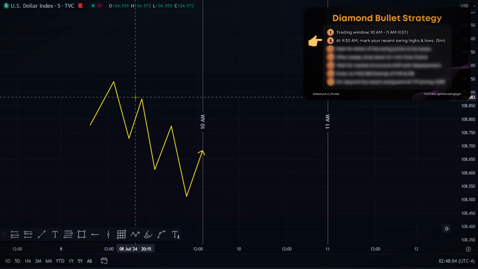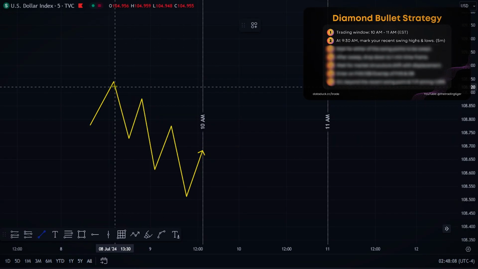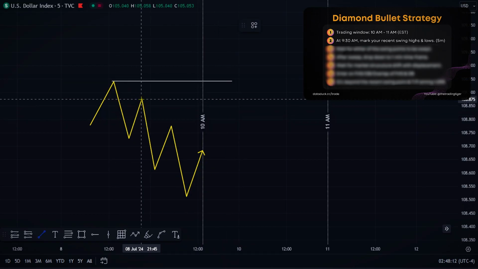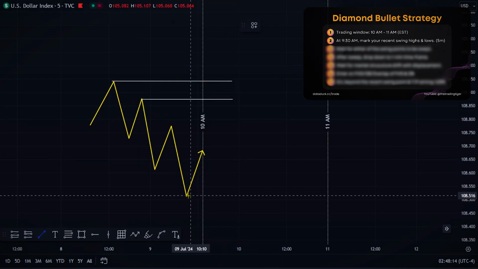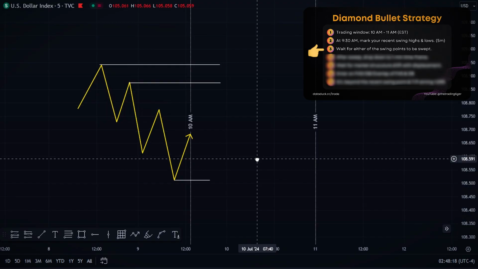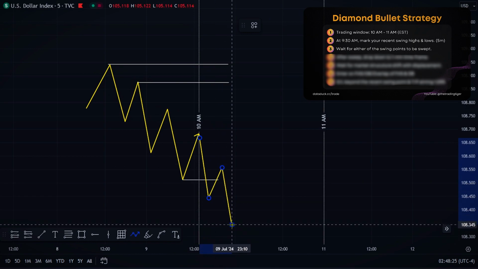First of all, we have to come to our charts at 9:30 a.m. On the 5-minute time frame, we will identify where our liquidity levels are. This could be buy-side liquidity or sell-side liquidity levels. After that, we have to wait for one of those liquidity levels to be taken out. We want to see a slight sweep and wick through the liquidity level, not a candle closure.